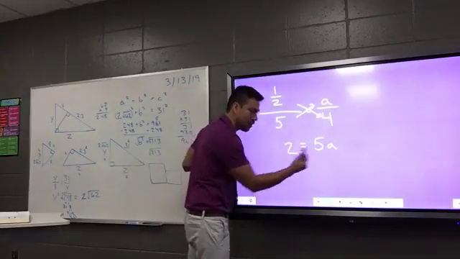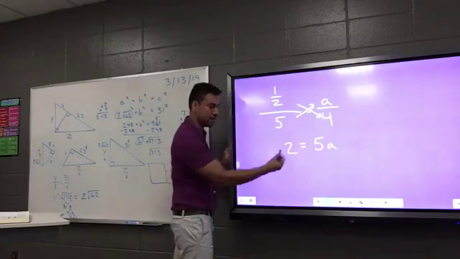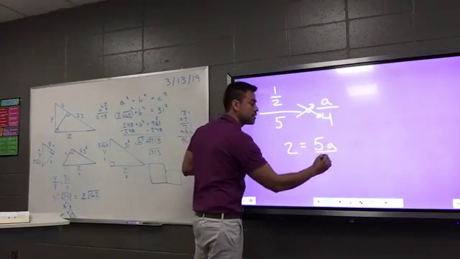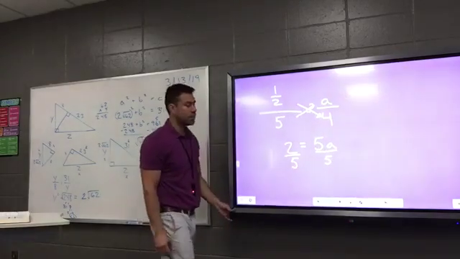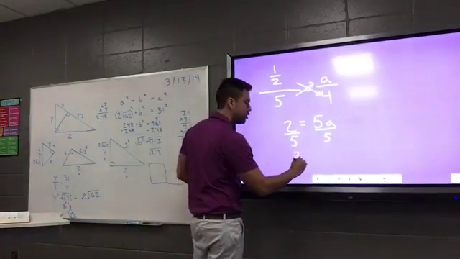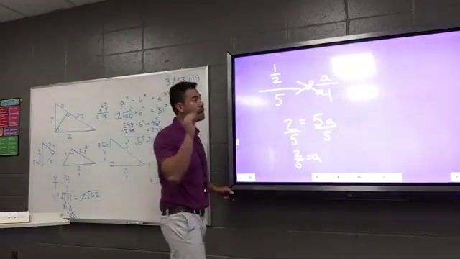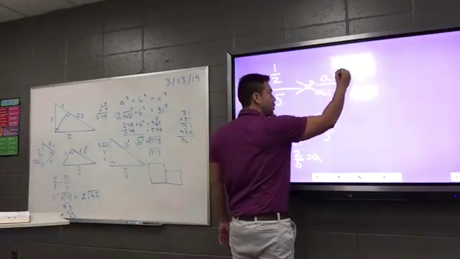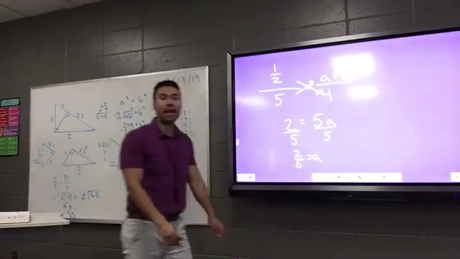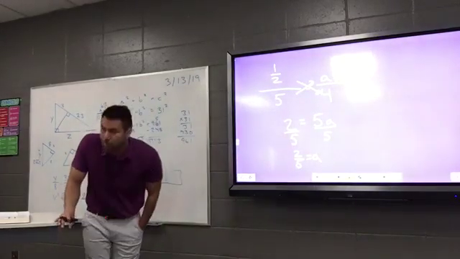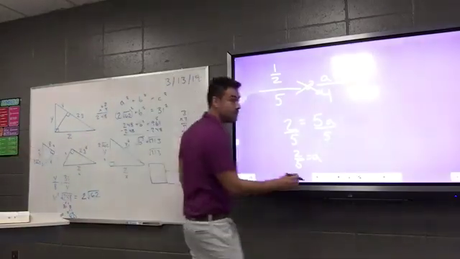Do you get my cross products here? How do I find what A should be in this equation? Divide both sides by 5. You end up with 2/5 equals A. And that means that 2/5 is the only number that will fit here that will make it a true proportion. And you're like, no way, Mr., that can't be true. Well, let's test it out.